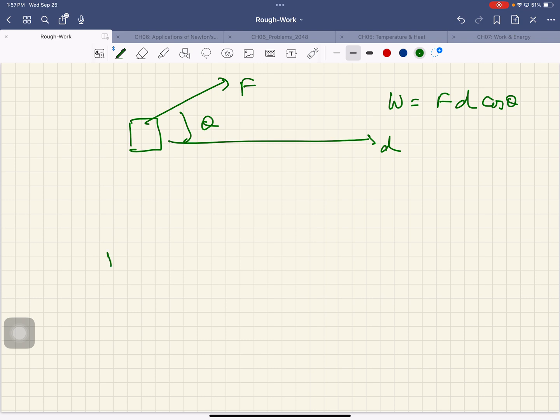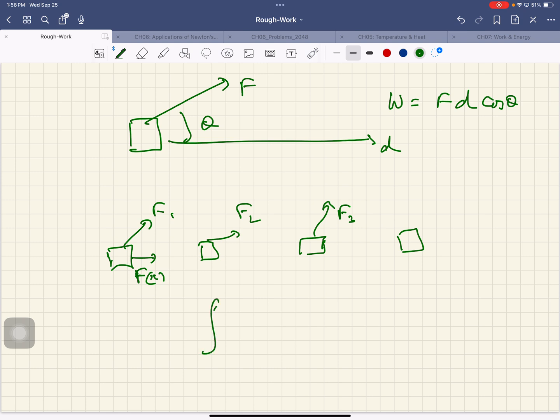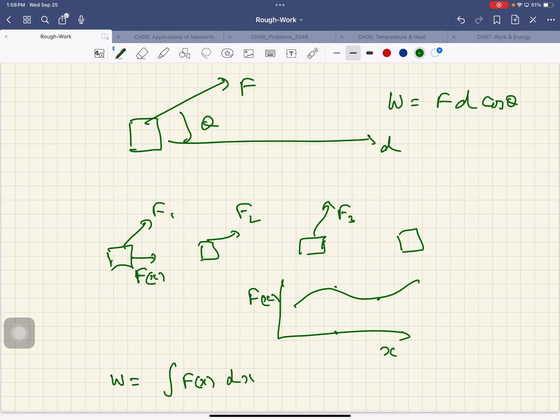Okay. Now then you generalized it to the case where the force was changing. Okay, you said no big deal. We'll just calculate the x component of the force. There was the x component of the force as a function of x. At this location, that was the x component of the force. This location, that was the x component of the force. And the work done was just the area under that curve.